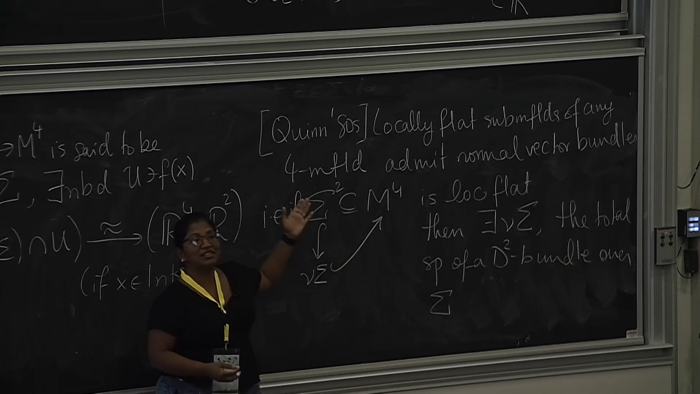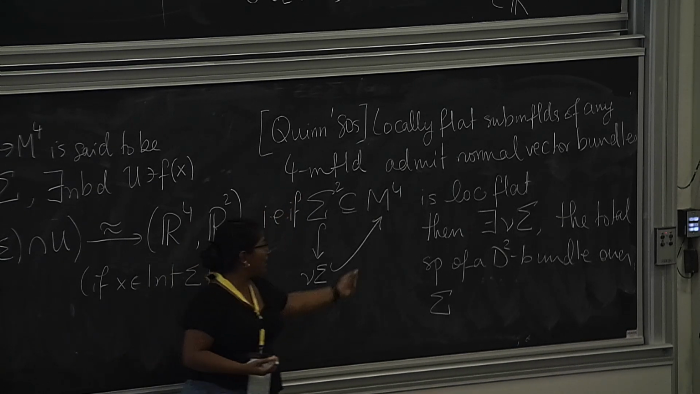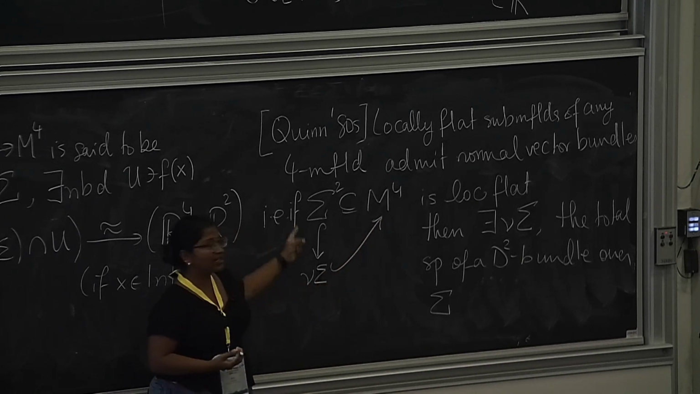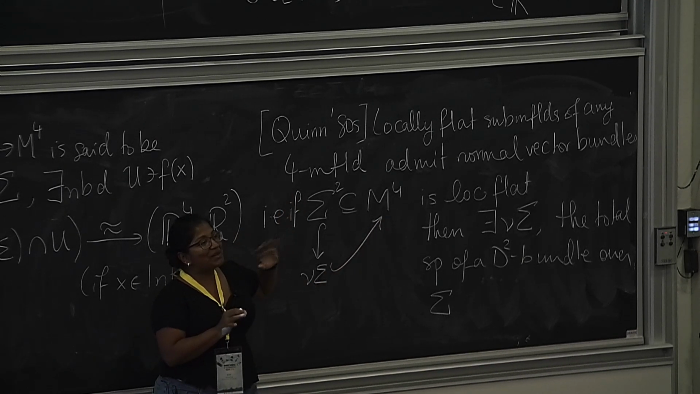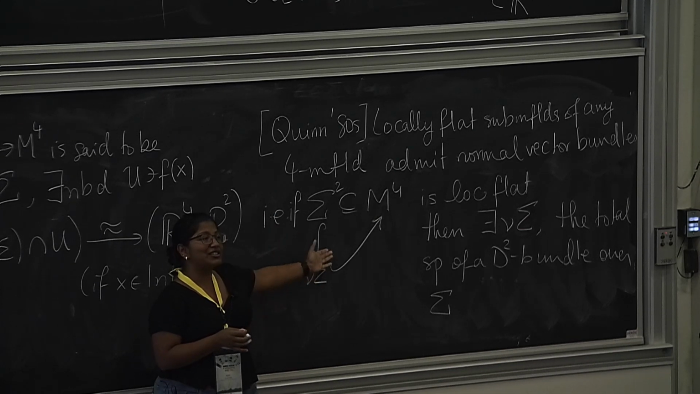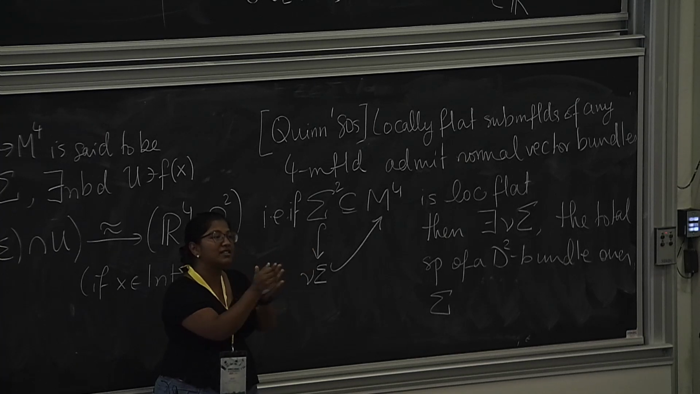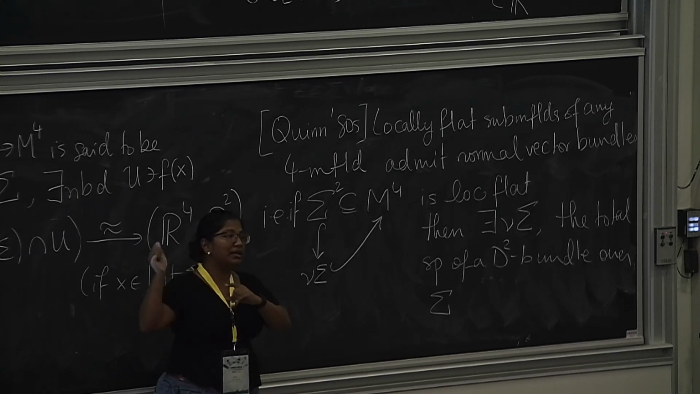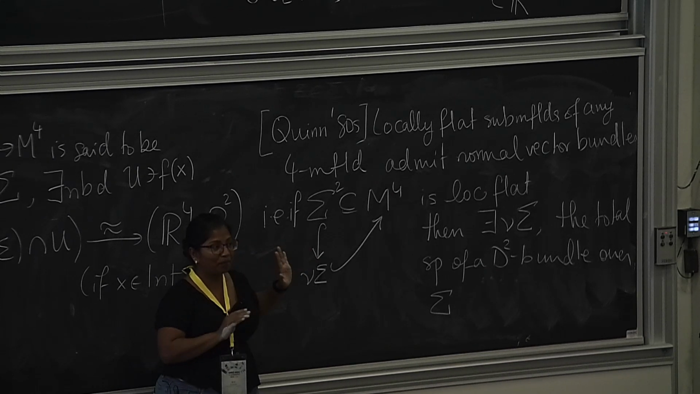And so there is a D2 bundle over sigma whose total space embeds in M4 as a neighborhood of your given surface. What I'm trying to indicate by this is that this is a global answer. So your locally flat surfaces still have nice tubular neighborhoods. And that means that a lot of the things that people like to do for smoothly embedded surfaces, we can in fact do for locally flat embedded surfaces as well.